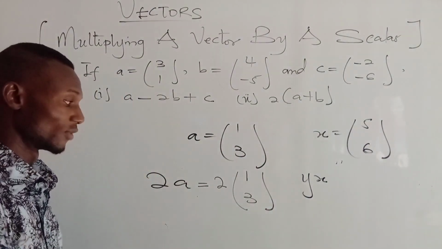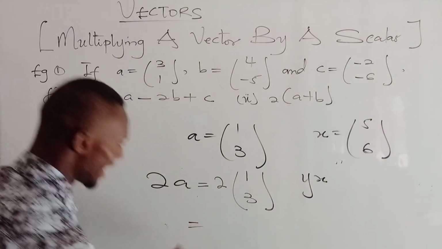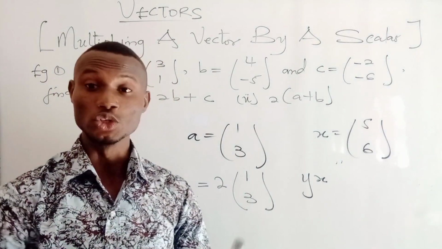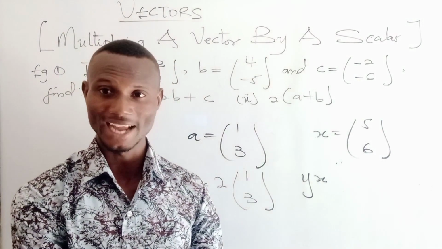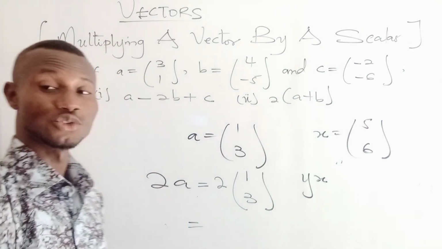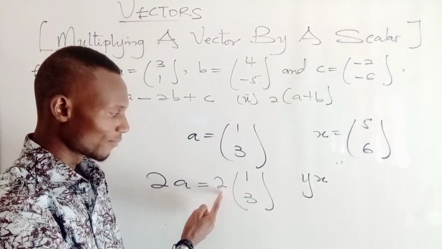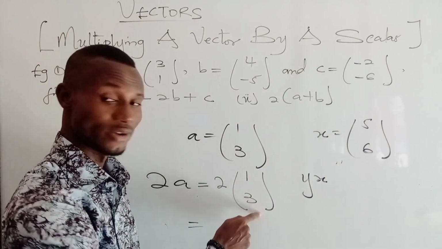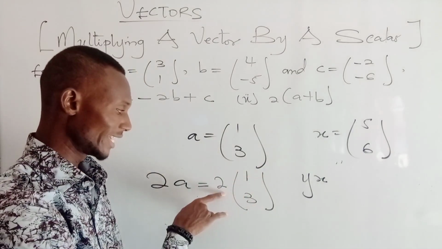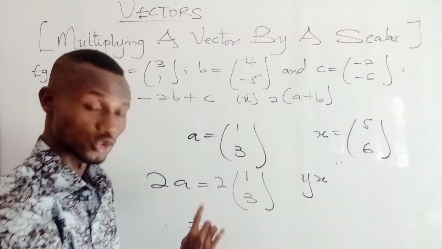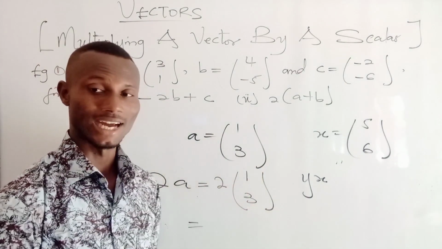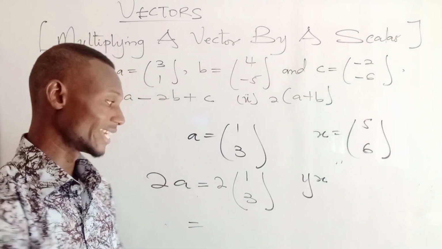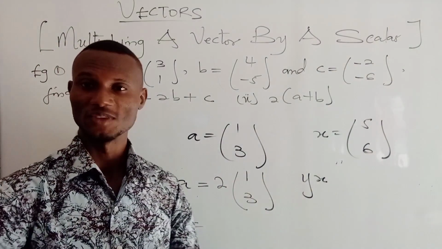I hope you understand. Now, for you to simplify this one, I'm going to show you how you use the scalar to multiply the vector. All that you need to do is that the scalar 2 here will multiply the value at the top and also multiply the value at the bottom. So the scalar will multiply the value at the top and also the value at the bottom, and that is all. It multiplies the components of the vector.